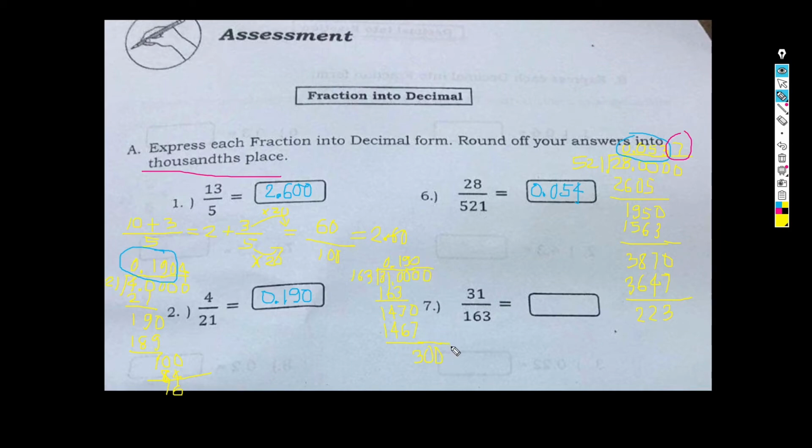300 divided by 163, that is just 1, which is equal to 163 here. And then we minus, that is a 7. 9 minus 6 is a 3. And then here 2 minus 1 is a 1. So there's a remainder 137, but we will just focus on 3 on the thousands place. We round it off, 0.190. So the answer is 0.190. Okay, next.